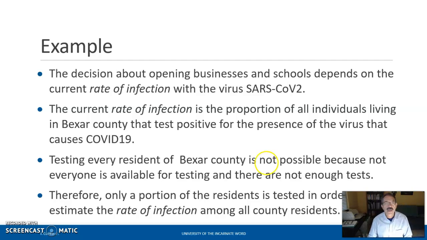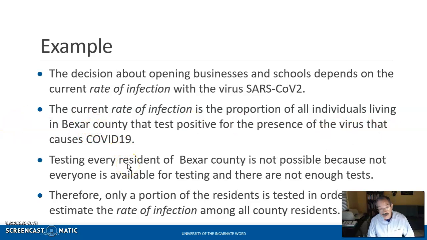Now let's consider another example, because now we want to talk about the idea of population and a sample. Now, a current dilemma for the city official is whether or not to open businesses and schools. And that decision is based on the current rate of infection with the virus that causes COVID-19. The current rate of infection is defined as the proportion of individuals living in Bexar County, or all individuals living in the county, that test positive for the presence of the virus that causes COVID-19.